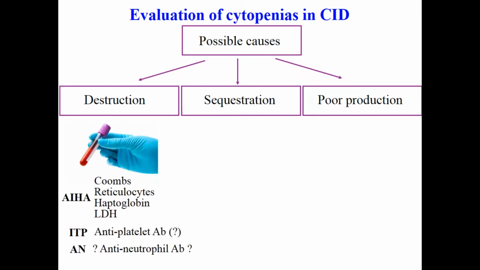To look at destruction, we use simple blood tests, which you're probably familiar with. There are different types of tests to look at autoimmune hemolytic anemia, thrombocytopenia, or neutropenia. I should point out that the tests we have available for autoimmune thrombocytopenia and neutropenia are less good than the tests we have available to properly diagnose an autoimmune hemolytic anemia. It's very easy to diagnose an autoimmune hemolytic anemia, less so to diagnose an ITP or an autoimmune neutropenia.